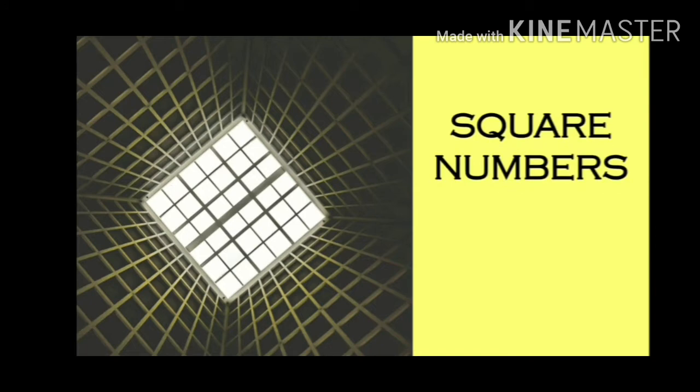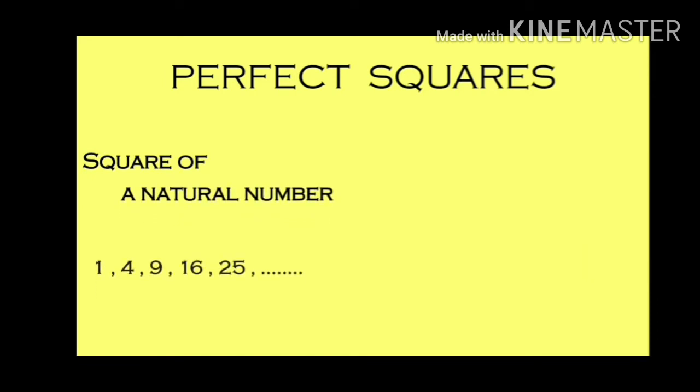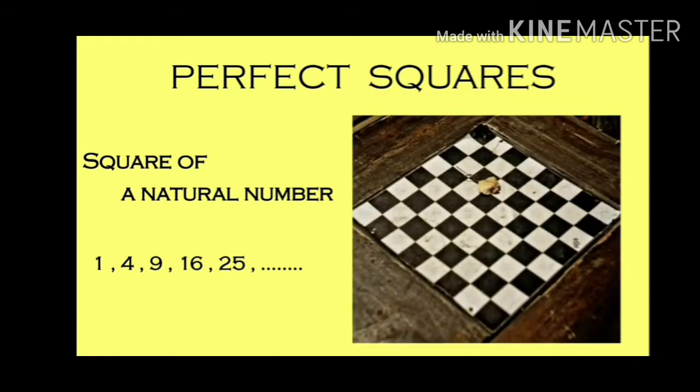Hello friends, today's discussion is about the properties of square numbers. So to start with, perfect squares. Perfect squares are the squares of natural numbers like 1, 4, 9, 16, 25. These all are perfect squares as they are the squares of 1, 2, 3, 4 and 5 respectively.